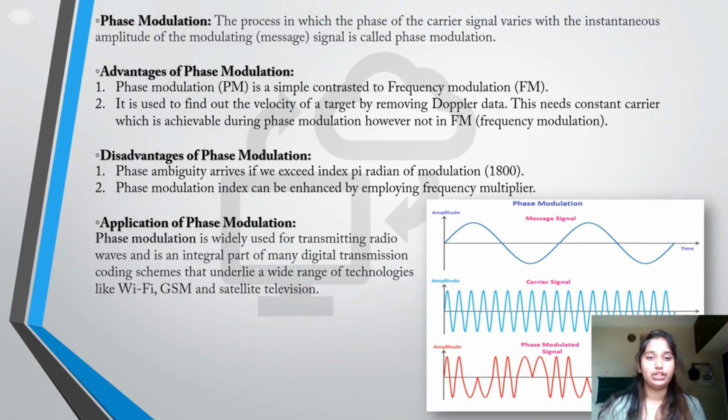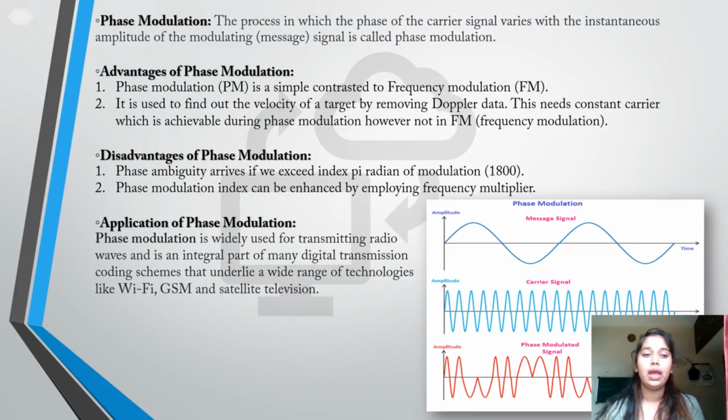What's phase modulation? The process in which the phase of the carrier signal varies with the instantaneous amplitude of the modulating signal is called phase modulation. Advantages of PM. PM is simply contrasted to frequency modulation. It is used to find out the velocity of the target by removing Doppler data.